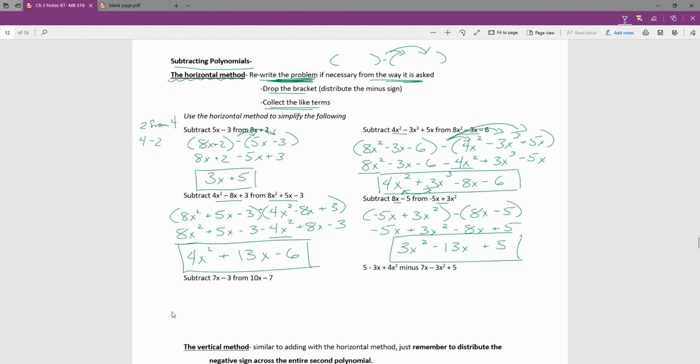Last couple, we want to subtract this from that. So rewrite it, drop the brackets, and collect like terms.